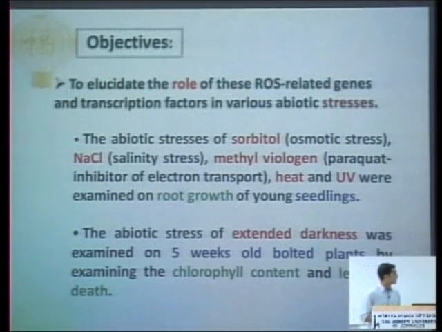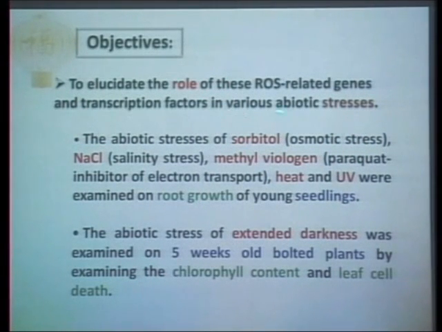So the objective of my study is to elucidate the role of these ROS-related genes and transcription factors in various abiotic stresses. There are various abiotic stresses that we studied, among which sorbitol, salt, methyl viologen, heat, and UV. The effect of these abiotic stresses was studied on the root growth of young seedlings, whereas the abiotic stress of extended darkness was studied on 5-week-old bolted plants by examining the chlorophyll content and leaf cell death.